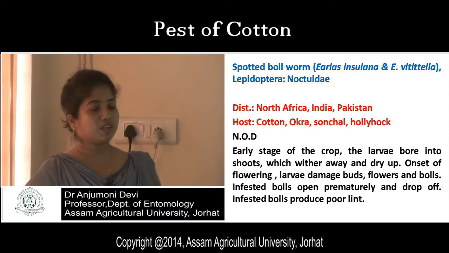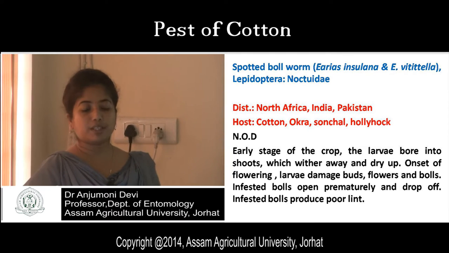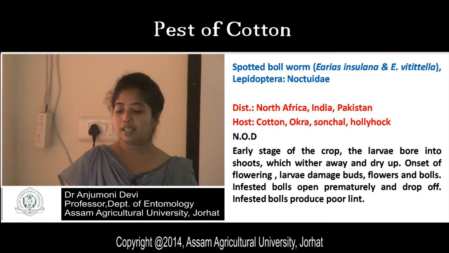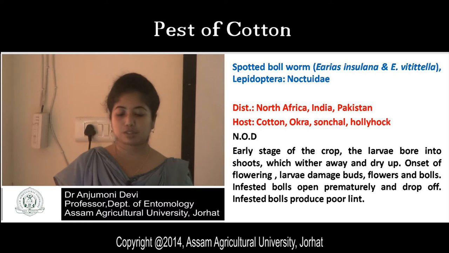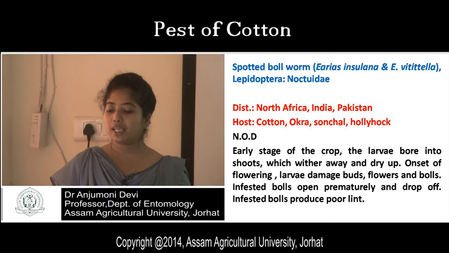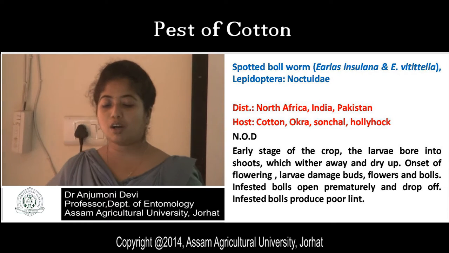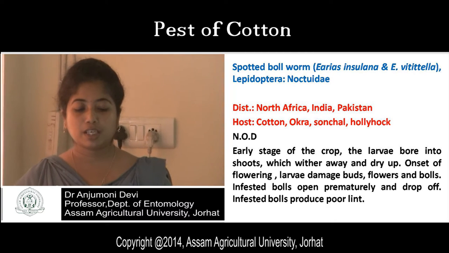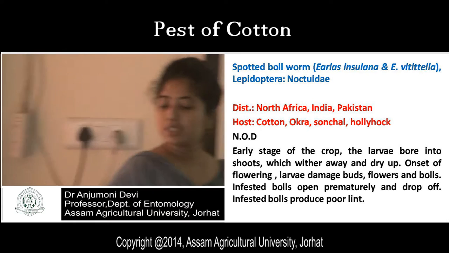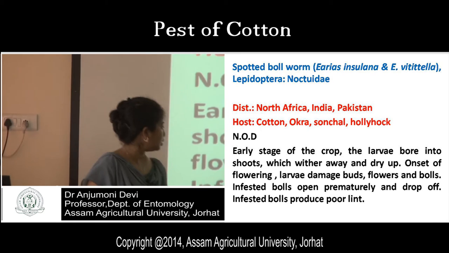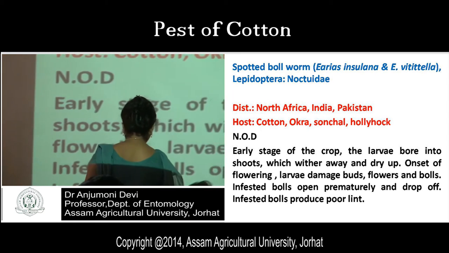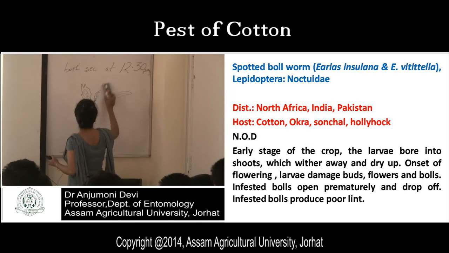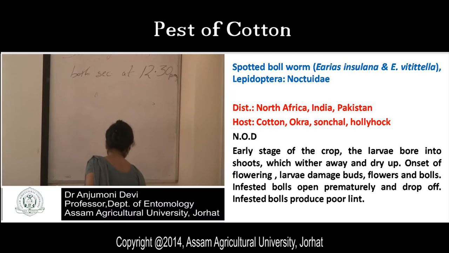Then nature of damage. Early stage of the crop is generally infested by this pest. The larvae bore into the shoots, which wither away and dry up. At onset of flowering, larvae damage buds, flowers and balls. Infested balls open prematurely and drop off. And the infested balls produce poor lint, that is, the quality of lint is not good.